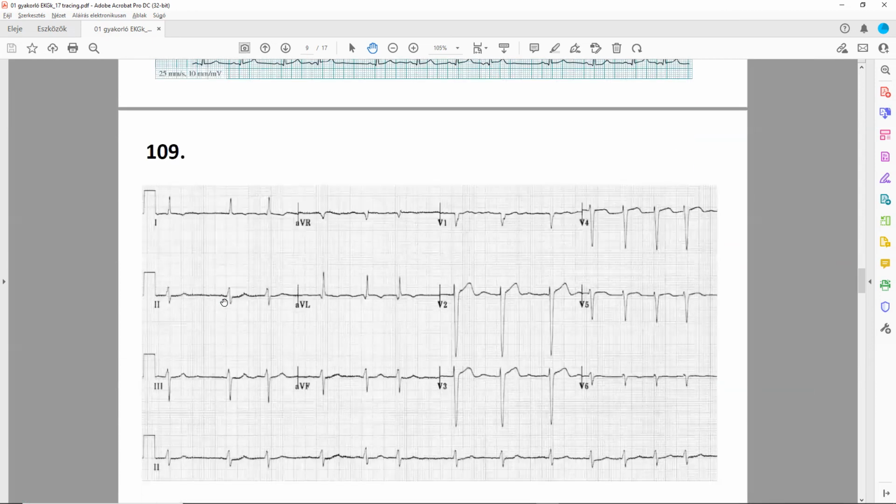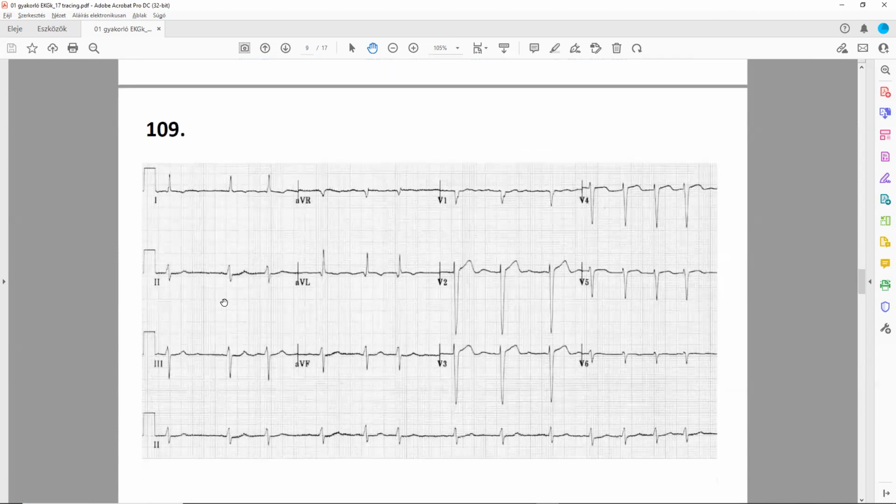Interesting. Okay, let's see this. Yes, this is mine. First of all, we can see it's arrhythmic. And the heart rate is 70 beats per minute. I didn't calculate with the 300. I did the method of counting for 6 seconds and then multiplied by 10.